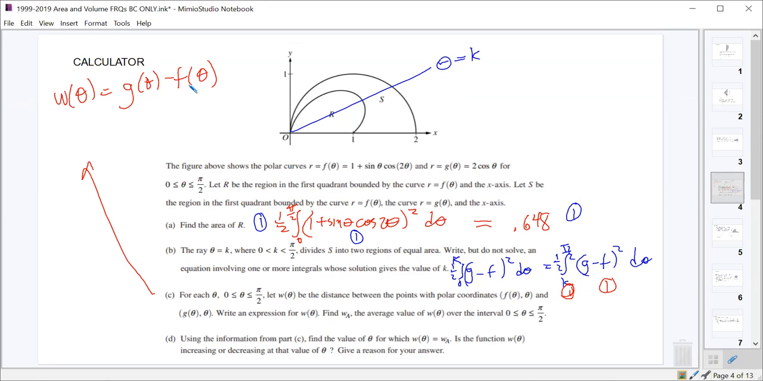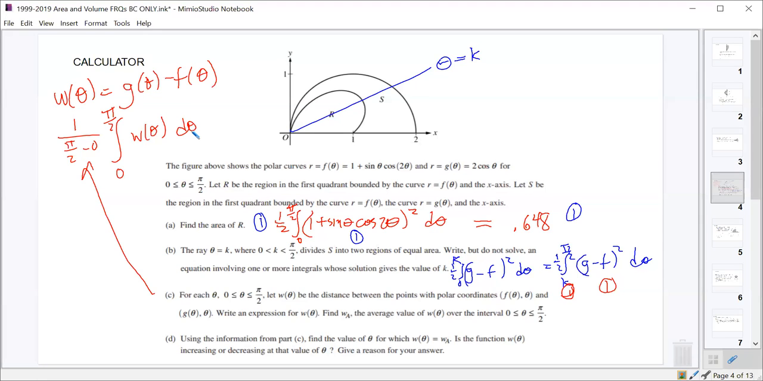And if we're looking for the average value, we'll just use the mean value theorem for integrals. 1 over pi over 2 minus 0. And then have the integral from 0 to pi over 2 of w of theta d theta. And we're not doing area here, so we don't need a 1/2. We don't need a squared or anything like that. Oh, wait, no, that's not what we're doing. Yeah, no, we are finding the average value. Yeah, okay. And what did that come out to be if you looked for the average value of that there?